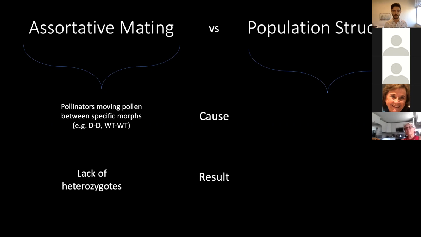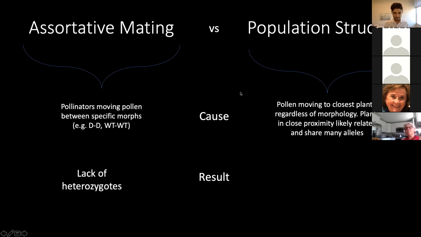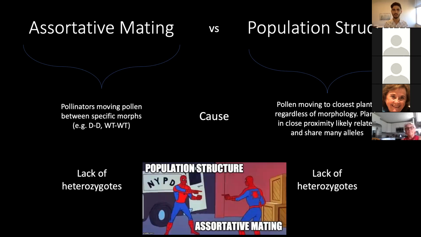Now, structure is driven by pollen just moving to the closest plant, regardless of morphology. The pollinators are just going, whatever is the next plant in their line of sight is where they visit. But you tend to be related to the things in your neighborhood, especially for plants with poor dispersal mechanisms like columbines. You tend to share alleles with people you're related with, people being plants in this situation. So again, the result is a lack of heterozygotes. So we have this situation where population structure and assortative mating lead to the same patterns.